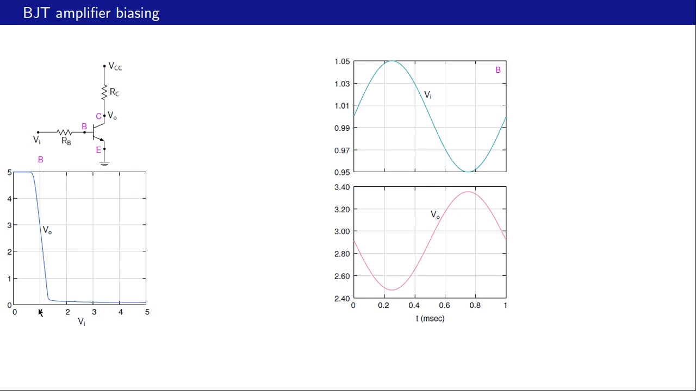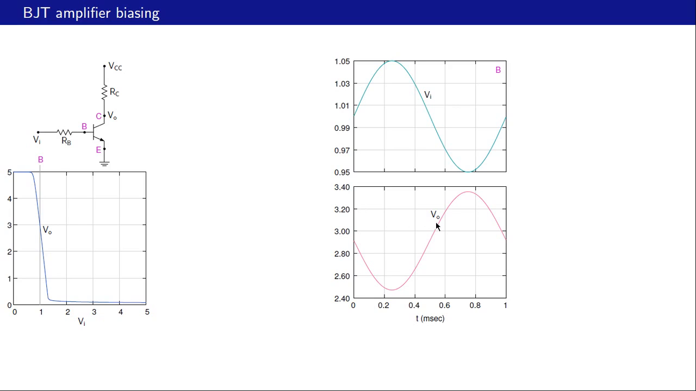The input voltage is going to go like that with time. The amplitude of the input voltage is from 1 to 1.05, that is 50 millivolts, and the peak to peak value of the input voltage is 100 millivolts or 0.1 volt. What about the output voltage? Here is the output voltage.